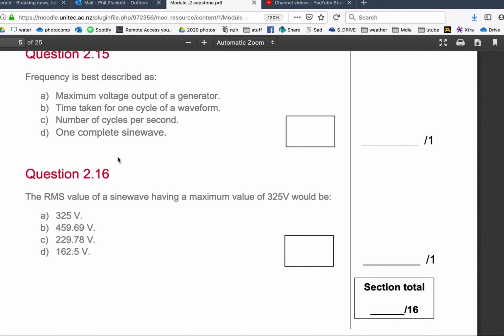Frequency. What does frequency mean? It just means how many times something happens a second. So let's see if we've got that. Time's a key. Time taken for one cycle? Nah. Number of cycles per second. That's what we want. Number of cycles per second.